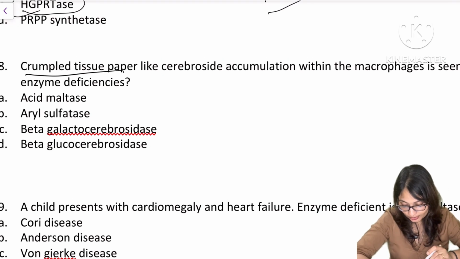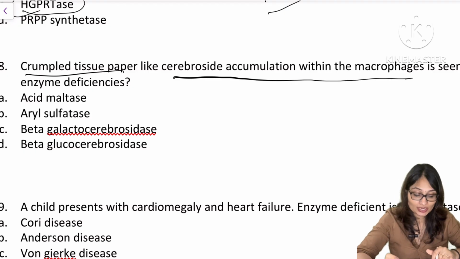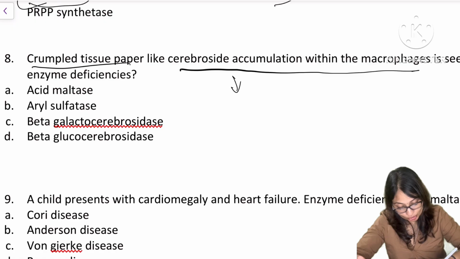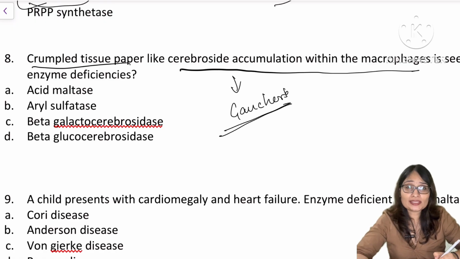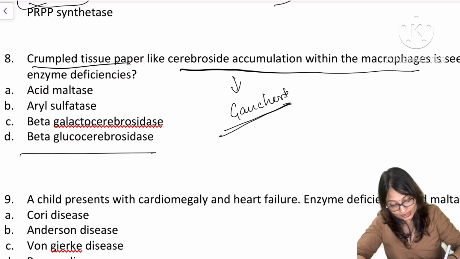Okay, now moving on. Crumpled tissue paper like cerebroside accumulation within the macrophage is seen in, we all know, Gaucher's disease. So Gaucher's disease is associated with which enzyme deficiency? It is beta-glucocerebrosidase. That's the answer.